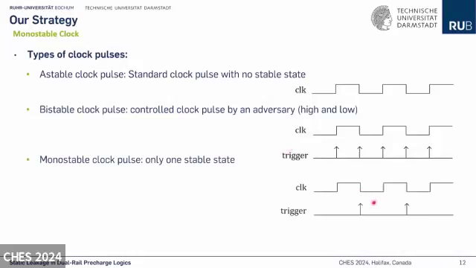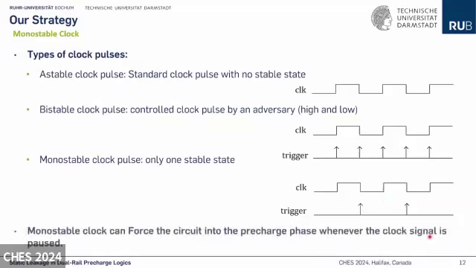There is also another type of clock pulse, which is known as a monostable clock pulse. This clock pulse has only one stable state. Imagine a clock pulse that you can hold on one predetermined level, and when you try to keep it on the other level, it goes to its stable state after a while. Therefore, a monostable clock pulse can always force the device into the predetermined phase when the clock is paused externally.